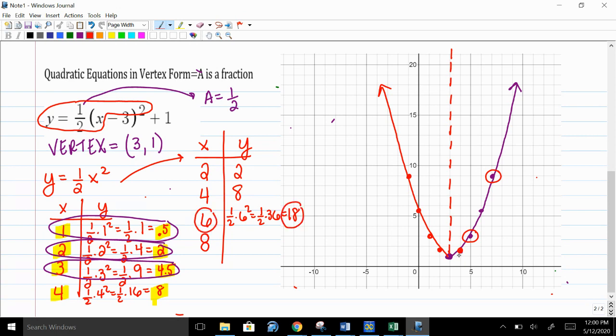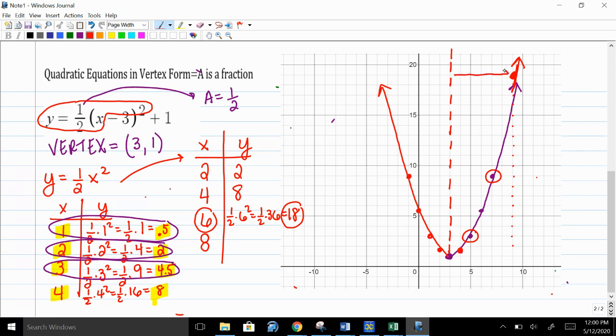I think we'll be able to fit it. 1, 2, 3, 4, 5, 6. 1, 2, 3, 4, 5, 6, 7, 8, 9, 10, 11, 12, 13, 14, 15, 16, 17, 18. So the parabola would actually run through that point right there. And then obviously we can flip it over that line of symmetry.